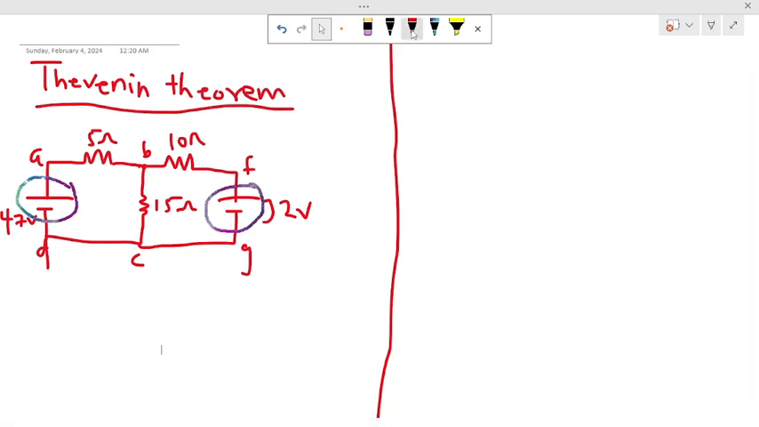Welcome to Okonko Academy. In this tutorial, we will be talking about Thevenin's theorem, where we find the current through a particular resistor with the help of this theorem.